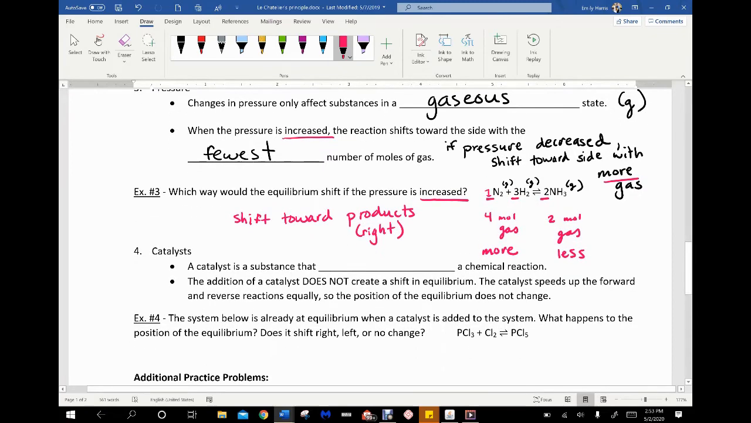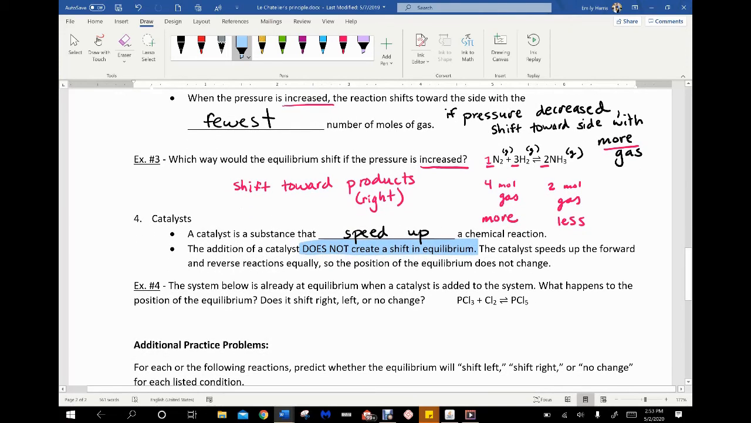All right, so almost finished here. We're going to look at our fourth factor. Now, the nice thing about this factor, a catalyst, is it does not actually cause a shift in the reaction. All it does is speed up the rate at which both the forward and reverse reaction occur. So it makes the reactants faster, but it also helps you make the products faster and also remake the reactants at a faster rate as well. So it does not create a shift in equilibrium. It speeds up both sides of the reaction equally.